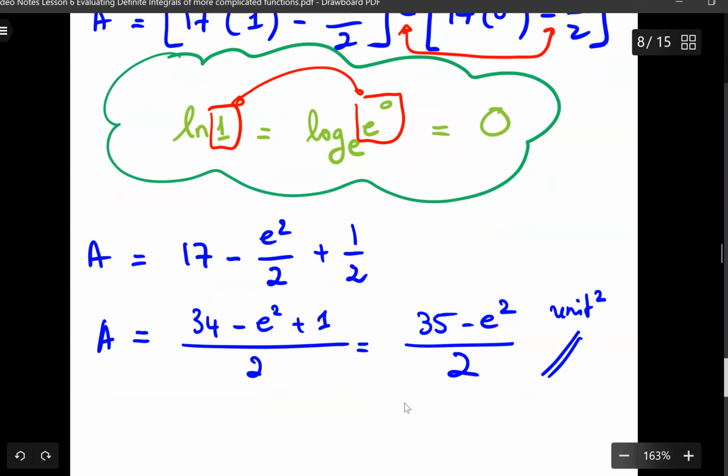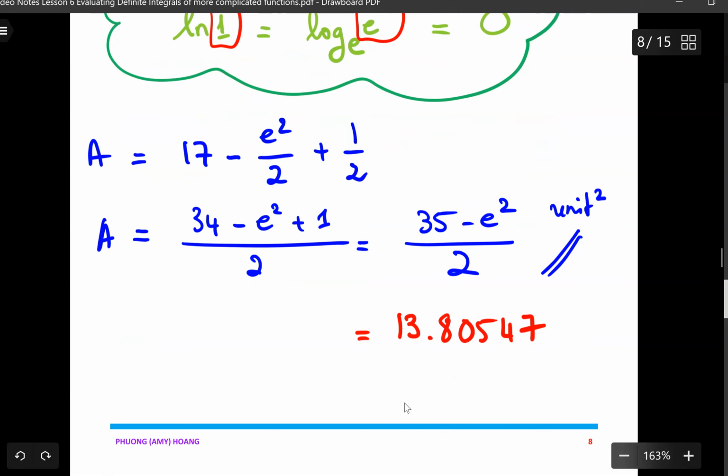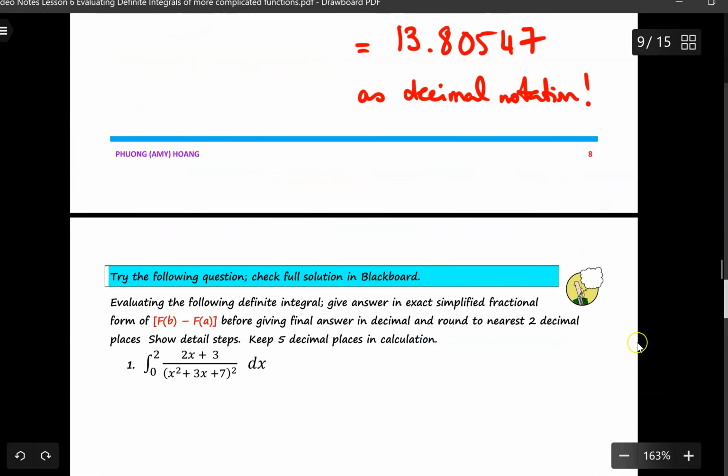If you want to convert this to decimal notation, your answer should be 13.80547 as a decimal. I also want to remind everyone that there are a couple of questions that I would like everyone to try.